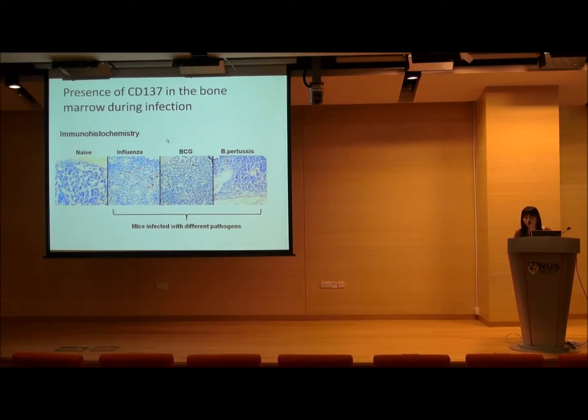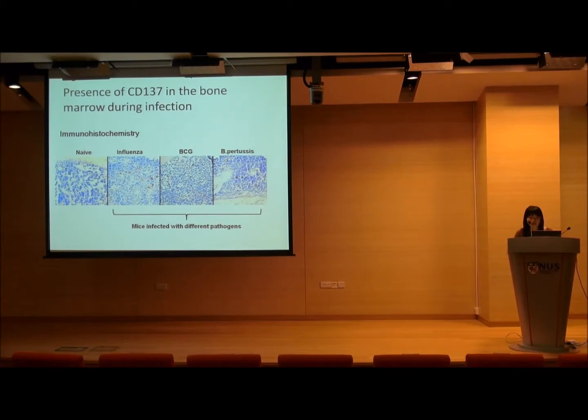With the help of our collaborators from departments of microbiology, I managed to get some bone marrows of mice infected with different pathogens, like influenza, BCG, and Bordetella pertussis. And these are bone marrow sections of the mice. The blue staining are the nucleus, and the brown staining are the CD127 positive cells.